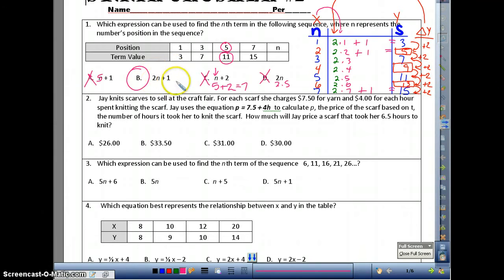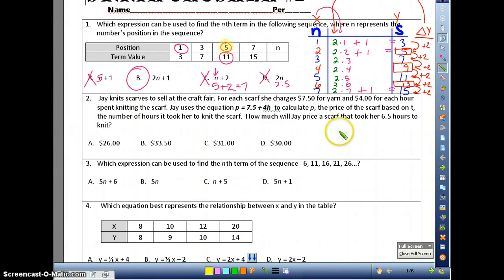That's your answer. Now, if you use that method, you need to be careful, because sometimes when you use 1 for your n value, it'll make 2 or 3 of these correct. So if you're only going to pick one number, pick a number other than 1 to try. I would definitely try 2 of them and make sure it works. All right? Number 2, I think you can handle that one. They give you this equation for calculating the cost, and they tell you it takes 6.5 hours to make a scarf. I think you can figure out that one.